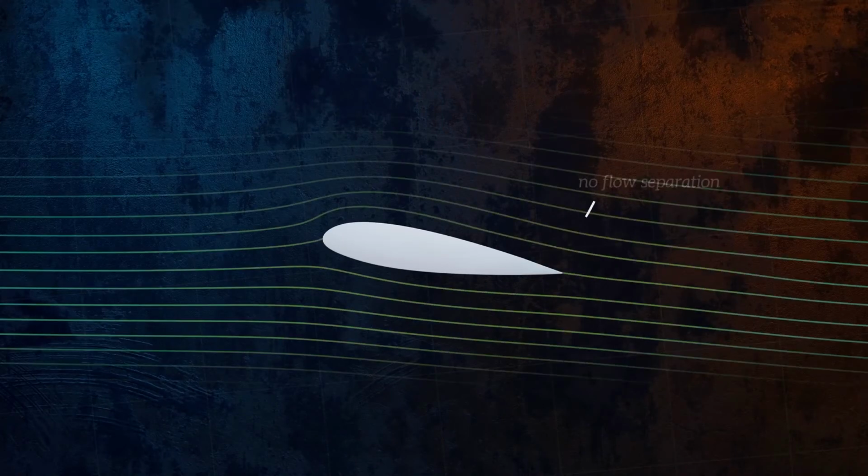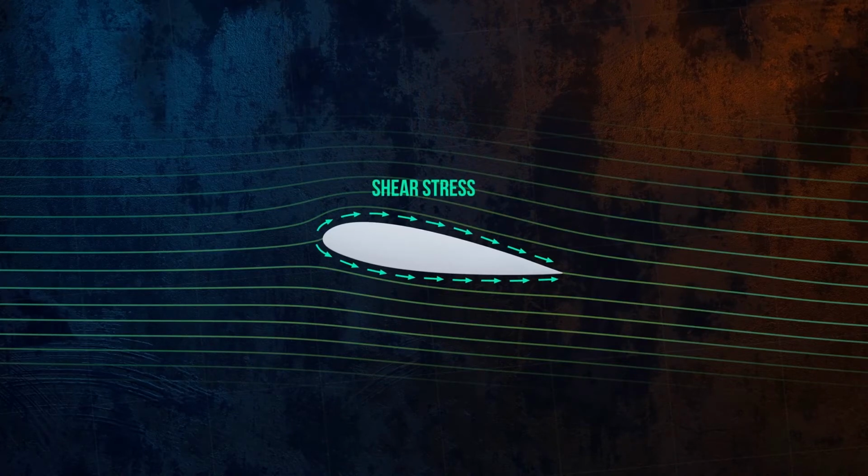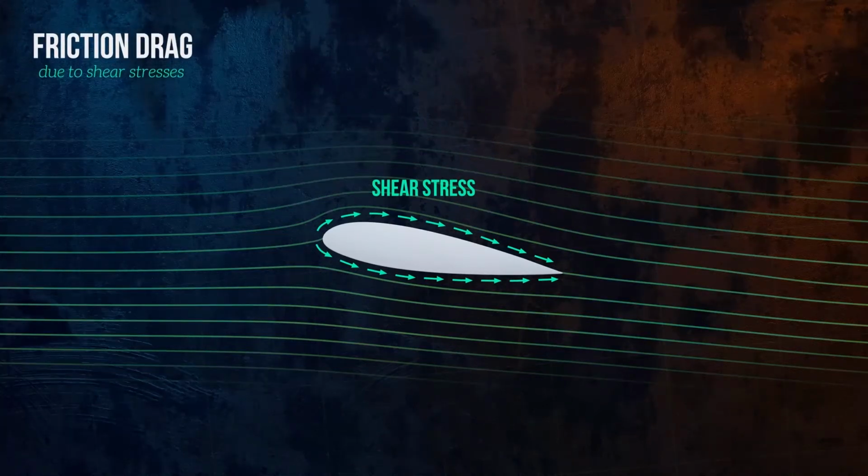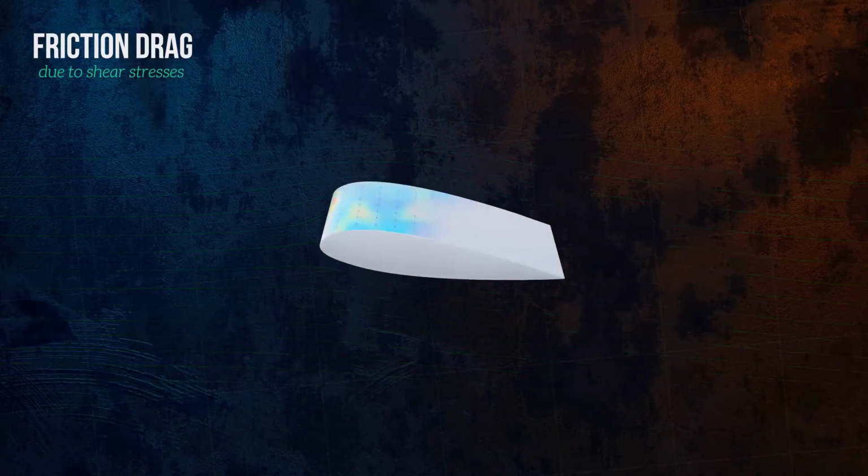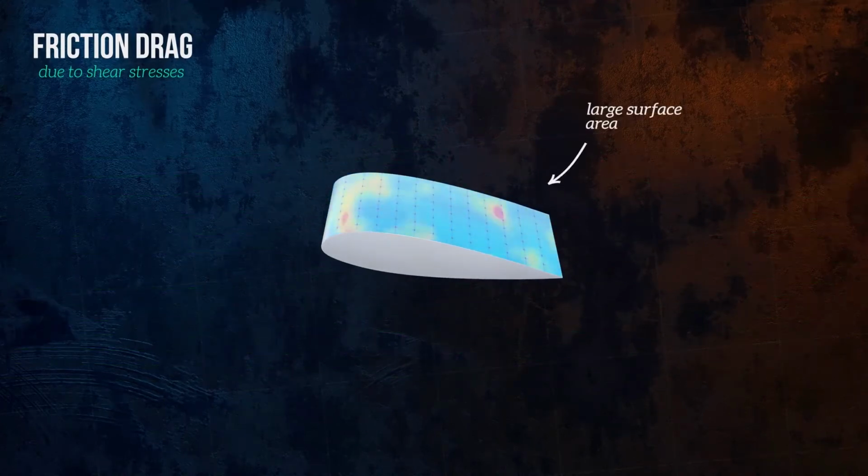For very streamlined bodies, like this airfoil, at a shallow angle of attack, pressure drag is small because flow separation is significantly delayed, or doesn't occur at all. For bodies like this, it is the wall shear stresses which contribute most to the total drag force. The drag component caused by these stresses is called friction drag. Friction drag increases with the viscosity of the fluid, and is most significant for bodies which have a large surface area aligned with the direction of flow.